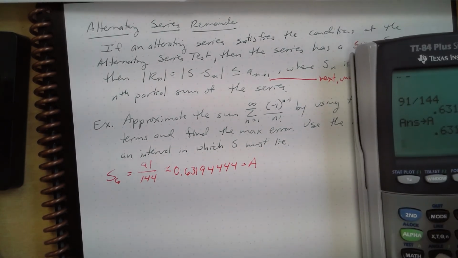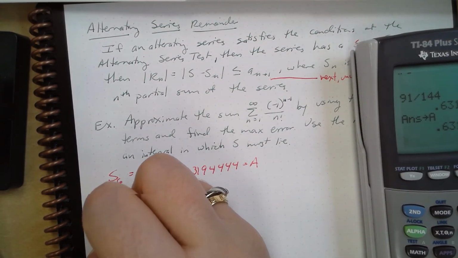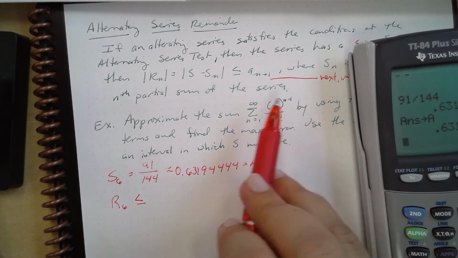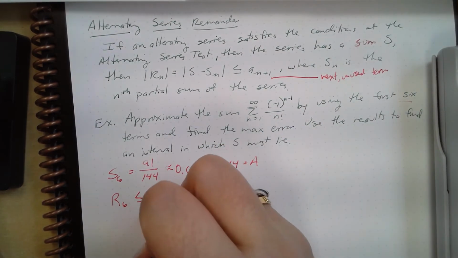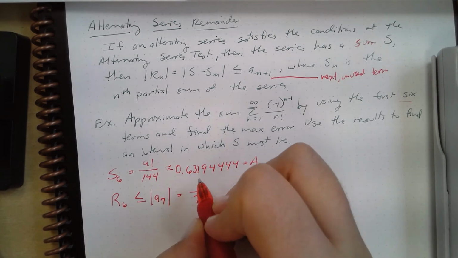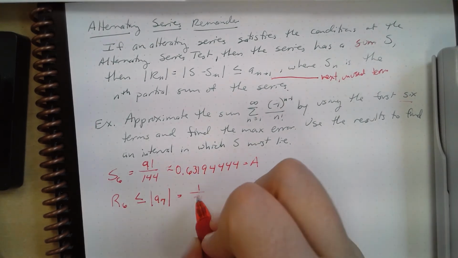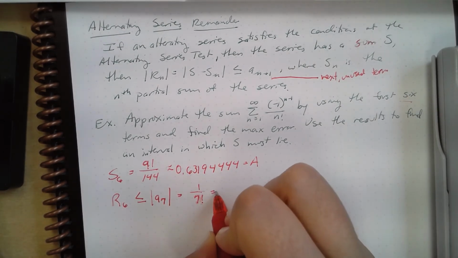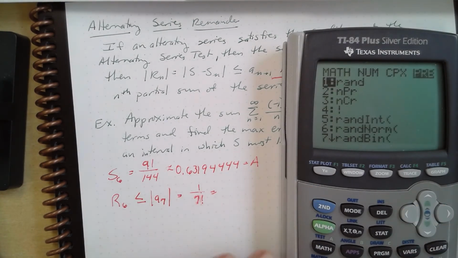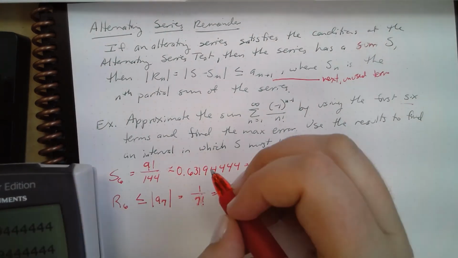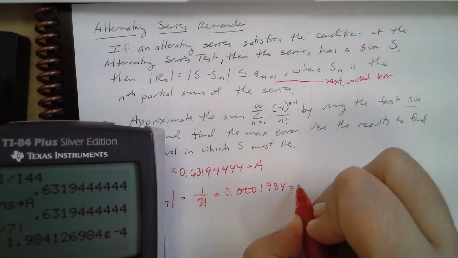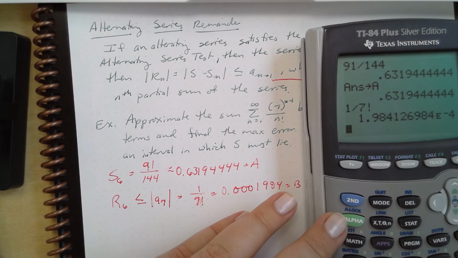Now I want to find my remainder, r sub 6. I know it is going to be less than or equal to my next unused term. Well, my next unused term is going to be a sub 7, right? And a sub 7 is going to equal 1 over 7 factorial, which equals 1 divided by 7 factorial. So that's going to equal 0.000198, and I'm going to store that as B. So store alpha B.